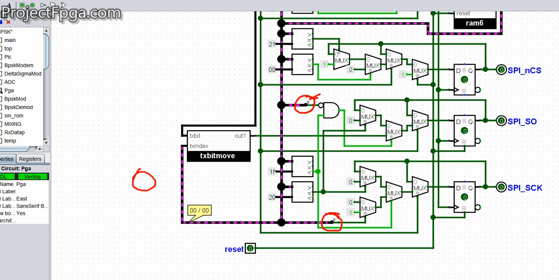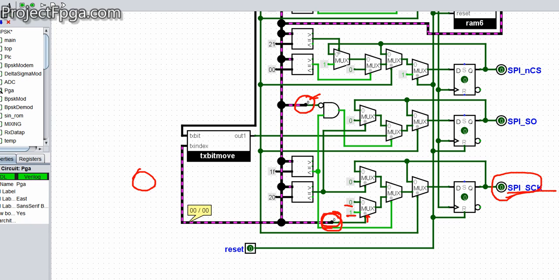So this 0 here checks the 0 bit, that is the LSB of the TX index. If it's a 1, that is if it's an odd number, set it to 1. That is what it does. So it only sets the SPI clock to 1 whenever there is an odd number. Then once it's an even number, it sets it to 0. So that is how this SPI is being clocked.